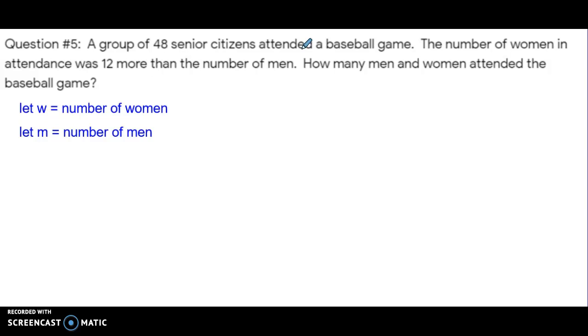You have to read the whole question carefully to understand what's going on. You know there's a group of 48 senior citizens. Remember, that includes the men and the women that went to the baseball game. And then it says the number of women in attendance was 12 more than the number of men. So that's where you're going to get your two equations.